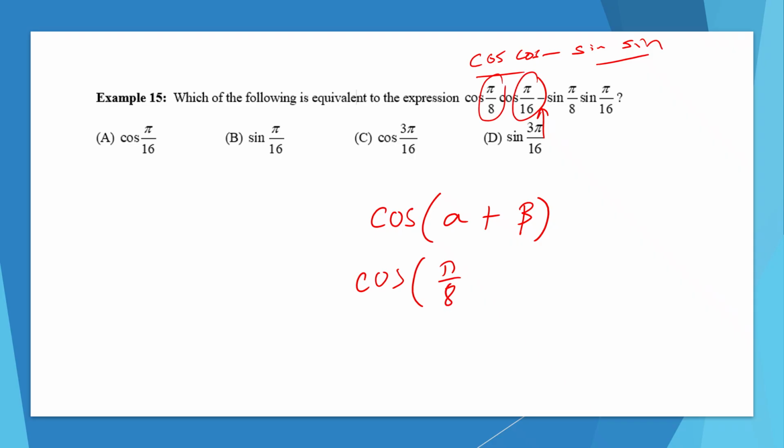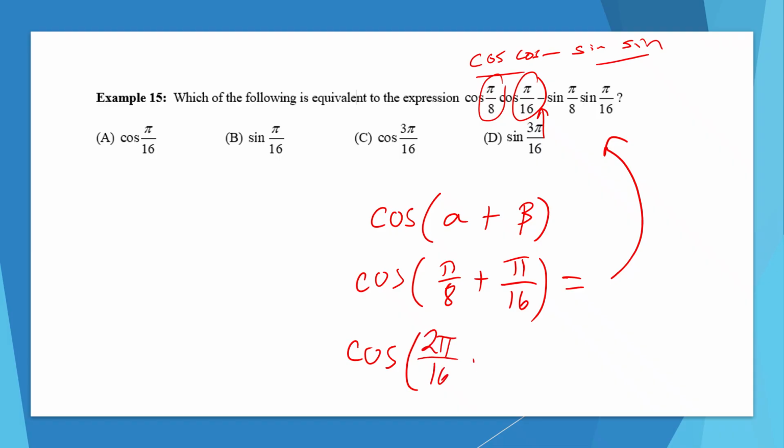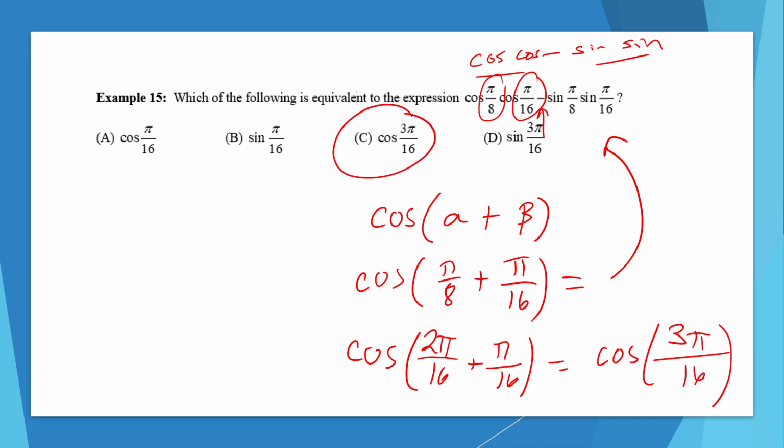So you should get that there. So this is what this is going to be equal to. This is equal to that whole expression. And then simplifying this, let's get everything in terms of 16. So 2 pi over 16 is the same as pi over 8 plus pi over 16. And now remember how to add these fractions. 2 pi plus pi is just 3 pi over 16. So that should be C, our correct answer for example 15.